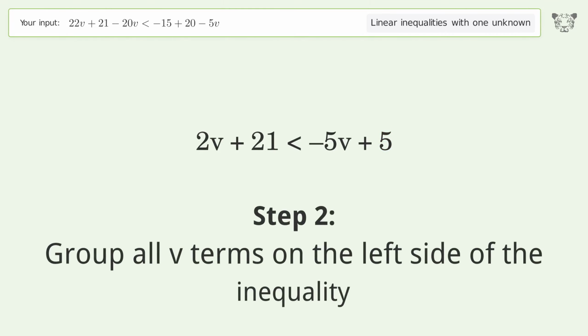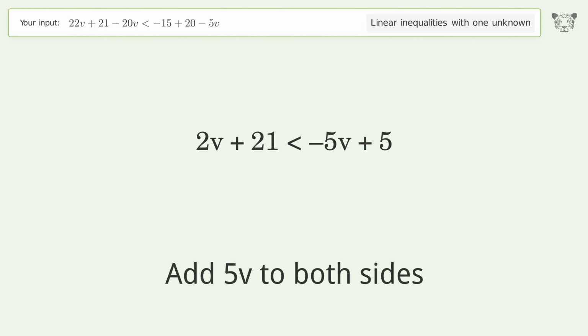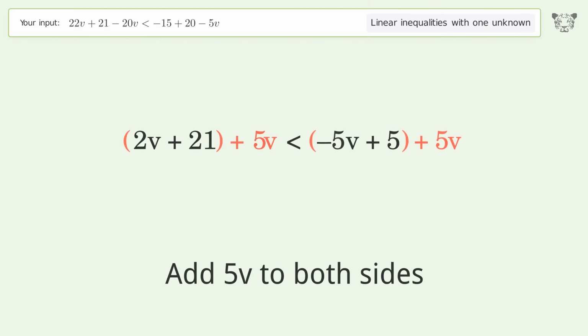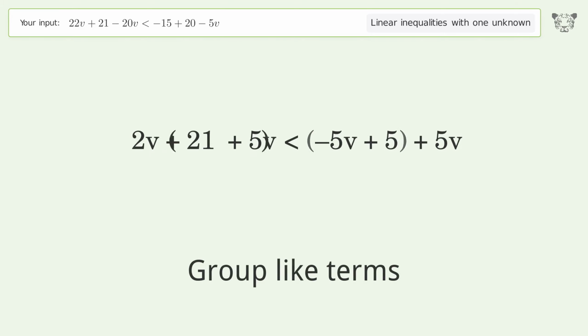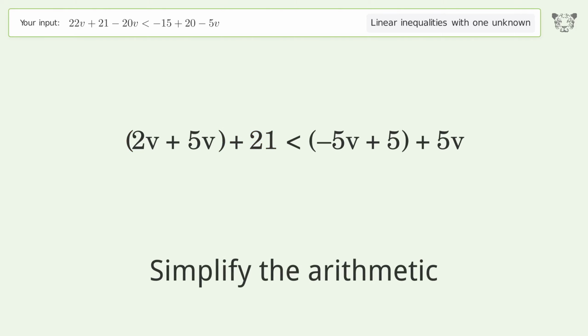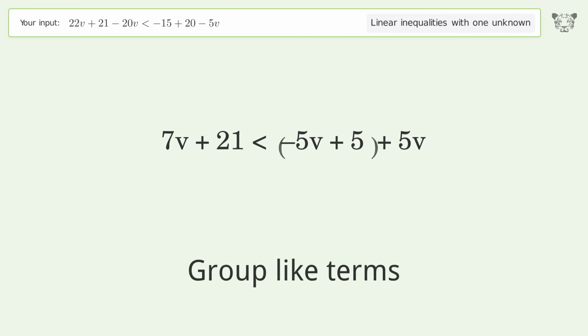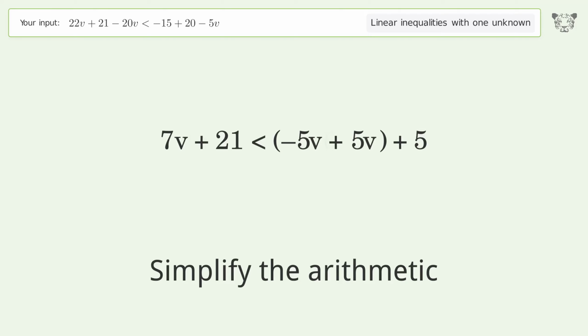Group all v terms on the left side of the inequality. Add 5v to both sides. Group like terms. Simplify the arithmetic. Group like terms. Simplify the arithmetic.